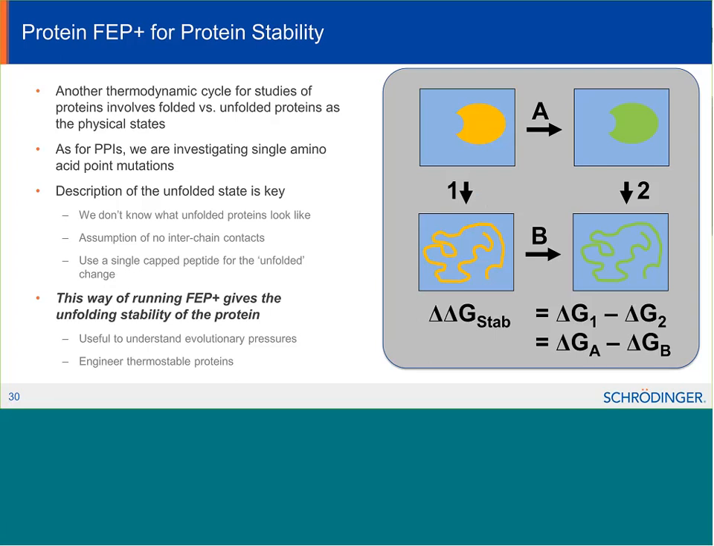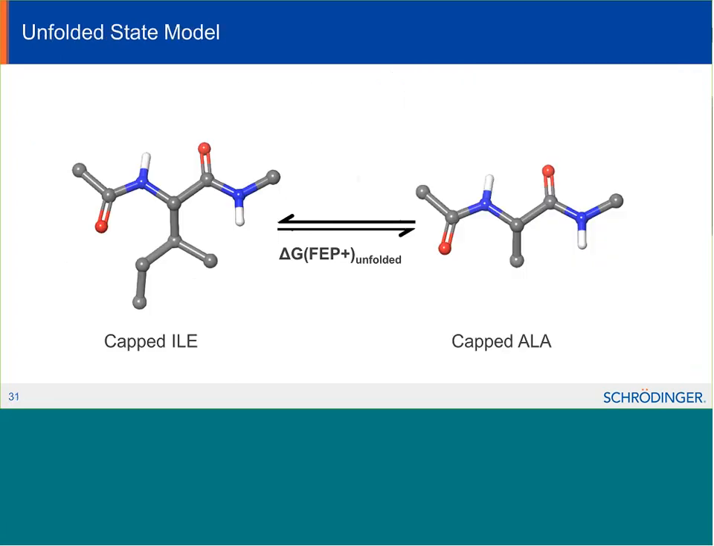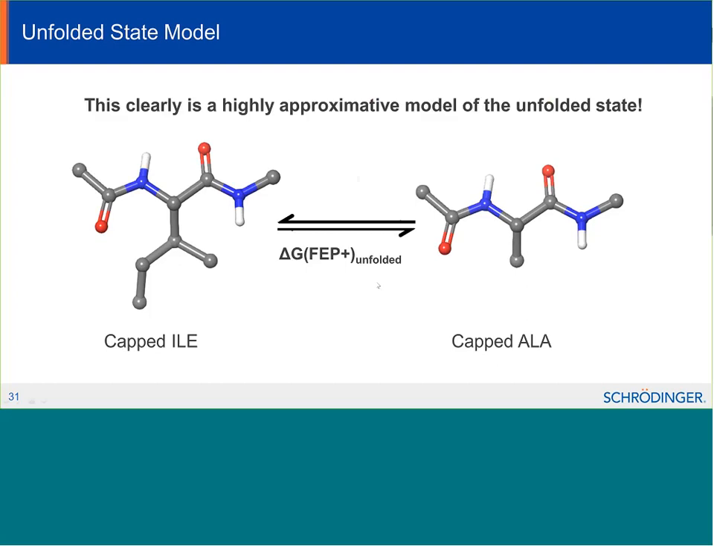One thing that I, of course, have to mention, the unfolded state model, as I don't really know on an atomistic level what an unfolded protein looks like, and there's probably no really good models out there. Our unfolded state model is merely a capped peptide. And I probably don't have to emphasize that this is a highly approximative model of the unfolded state. It assumes that there are no intra-chain interactions in the unfolded protein at all. Probably not true in many cases, but in general it seems to work reasonably well.